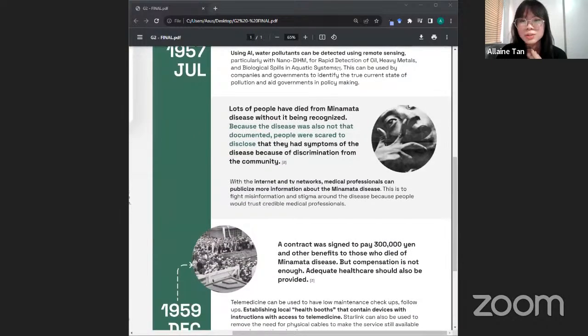The next issue was primarily a social one, which is that due to the lack of information regarding the Minamata disease, victims were afraid to disclose their symptoms because of potential discrimination from the community. So one technological solution would involve using the internet and local TV networks where medical professionals can disseminate more information about the Minamata disease and combat misinformation and reduce the stigma around it.